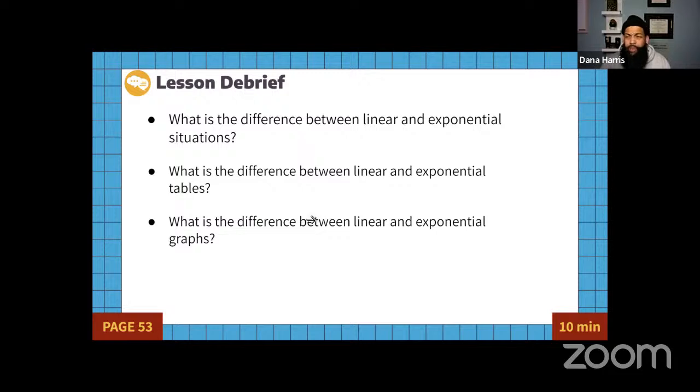What is the difference between linear and exponential graphs? A linear graph is exactly what it says. It's a line, okay? So over time, it just increases like that. An exponential graph, if I change this color, will start out here like this, and then it'll eventually go up like that, okay? So that's the difference between linear and exponential graphs, all right?